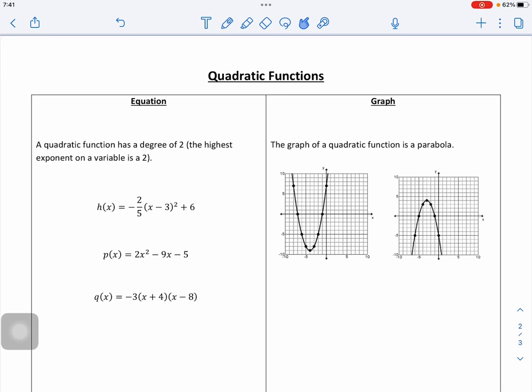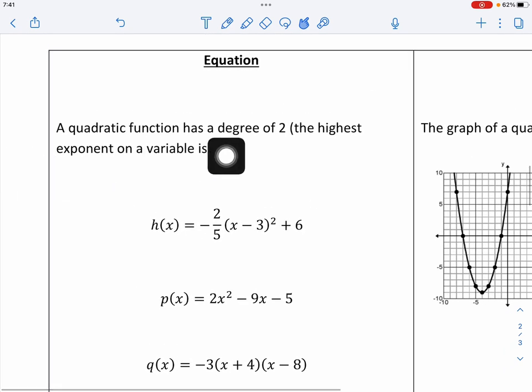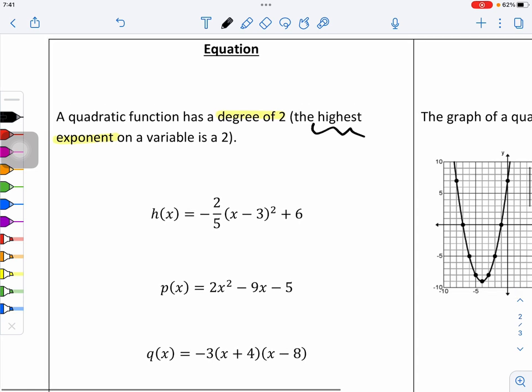When deciding whether or not you have a quadratic function, in contrast to your linear function, you're going to see a degree of 2 this time. So you're still going to look at the degree, which remember is the exponent, and the highest exponent is going to need to be a 2. So when your highest exponent is a 2, then your function is quadratic.